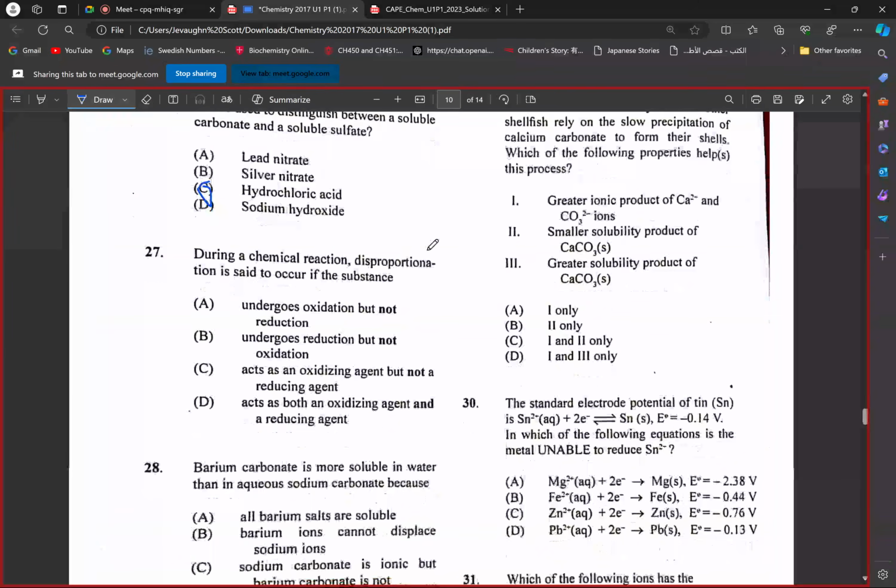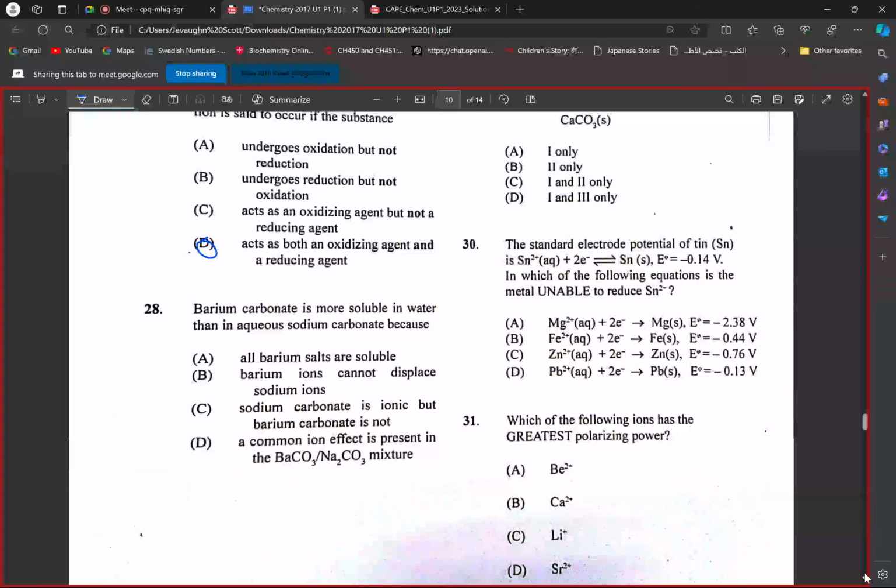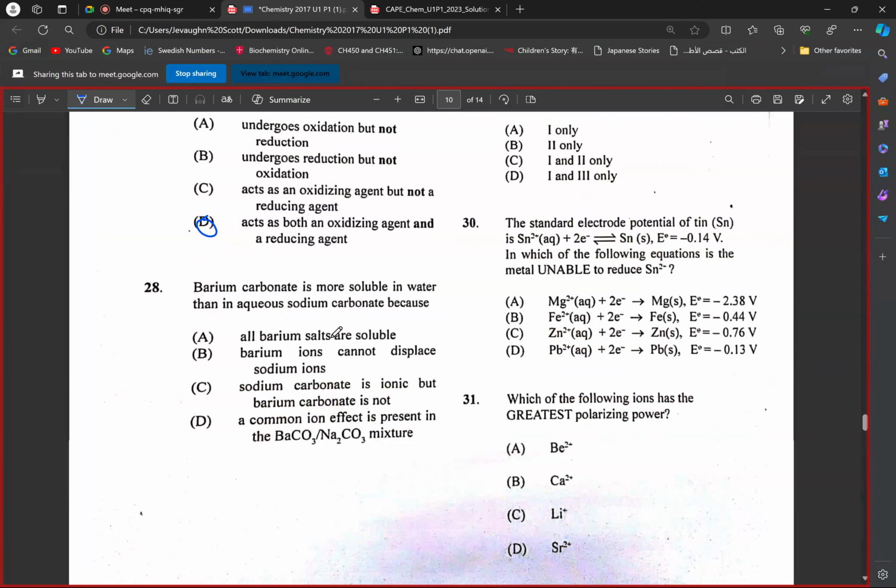During the chemical reaction, disproportionation is said to occur. What is disproportionation? Right, so the substance will act as both an oxidizing and a reducing agent. We have oxidation and reduction happening at the same time simultaneously. Lovely. Barium chloride is D, sir.